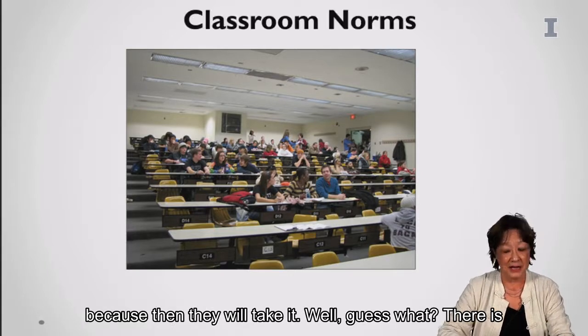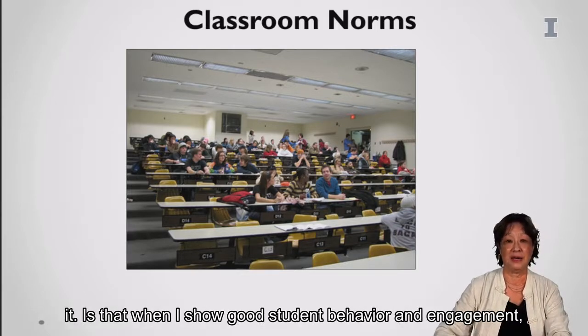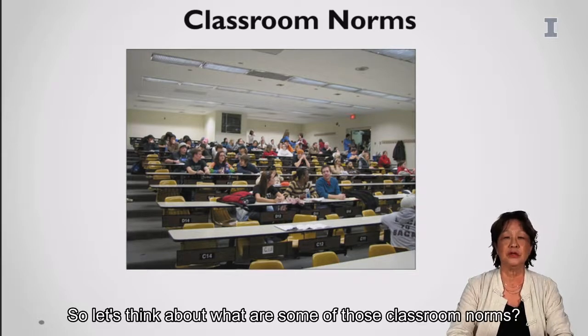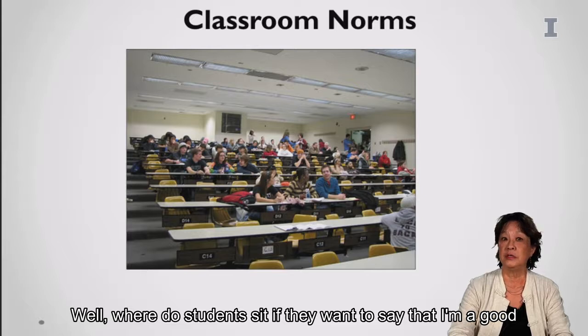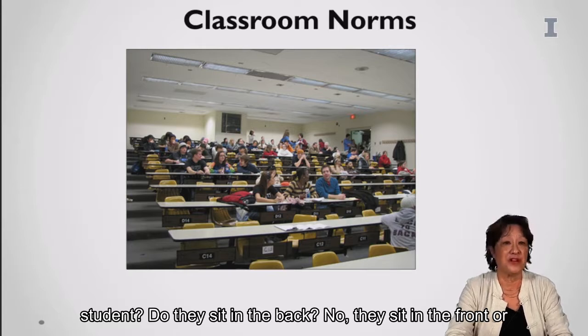Well, guess what? There is something called classroom norms. All the students know about it, that when I show good student behavior and engagement, here are some of the things that the student must do. So let's think about it. What are some of those classroom norms? Well, where do students sit if they want to say that I'm a good student? Do they sit in the back? No. They sit in the front or the middle.